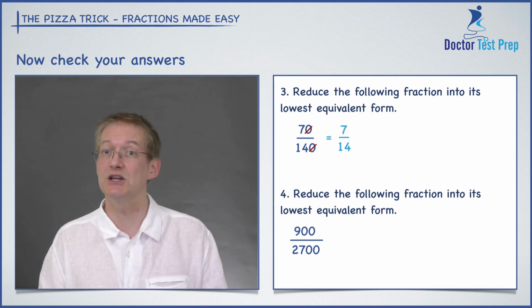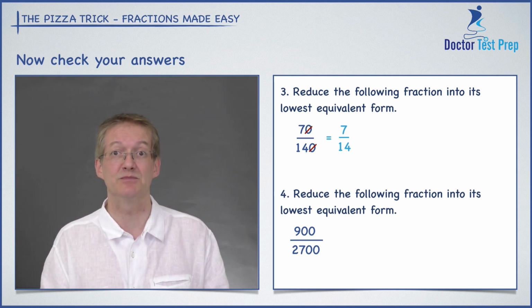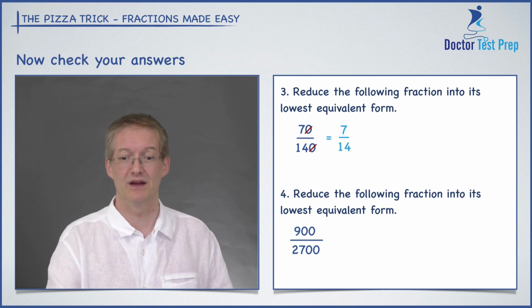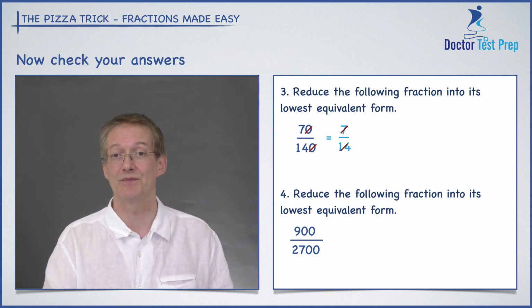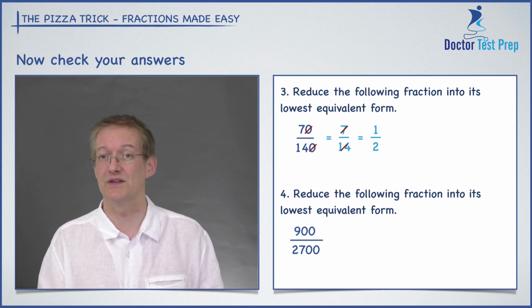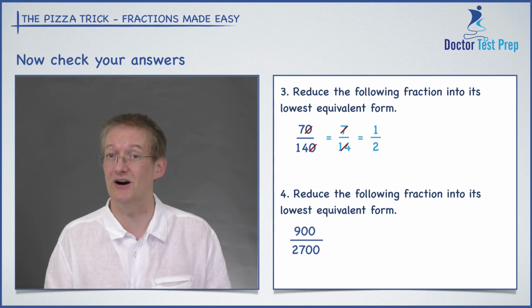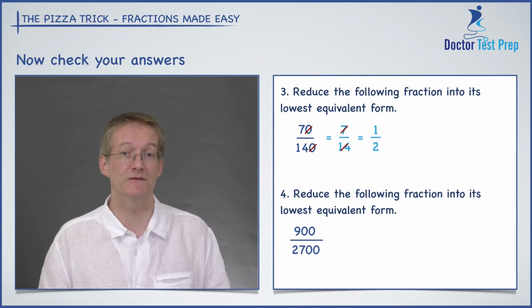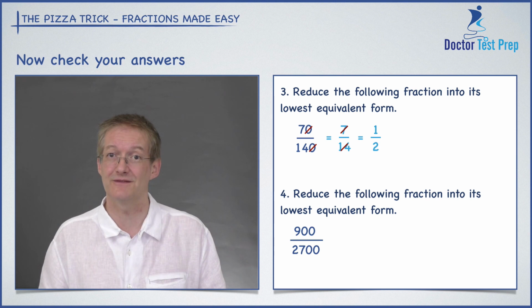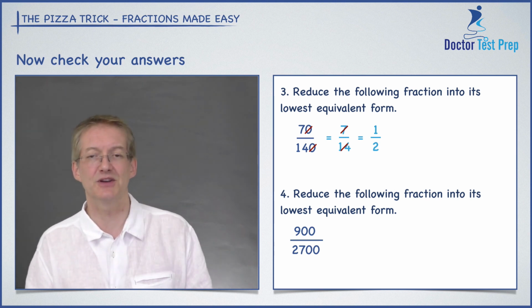Now 7 over 14 can be reduced further. I can divide both the top and the bottom by 7. So when I do that, I get 1 on the top and 2 on the bottom, so 1/2. So 70 over 140 is the same as 1/2. Okay, let's have a look at number 4 now.